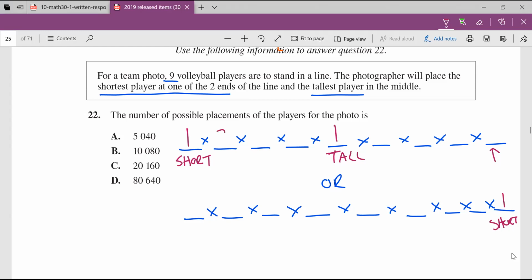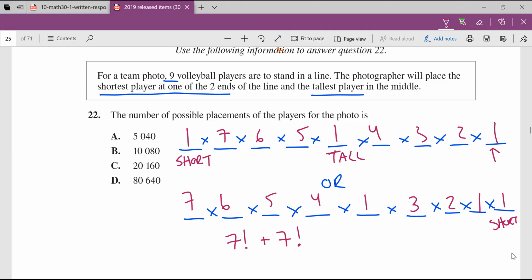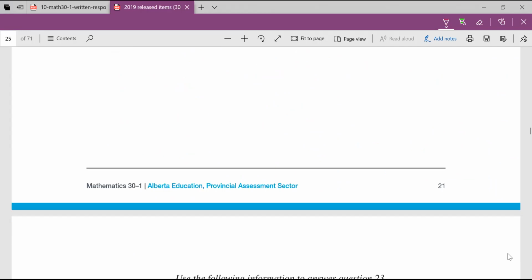Well, there was 9 people. We've taken away 2. And as I said the word 2, I wrote 2. I was silly, right? Okay, 6, 5, 4, 3, 2, 1. And down here, the tallest person again is going to be in the middle. And 7, 6, 5, 4, 3, 2, 1. So what do we really have, friends? Well, we've really got 7 factorial plus 7 factorial. And 7 factorial is 5,040. So 5,040 times 2 is that. So you just had to watch for the idea that there were cases here, that the short person could be in 2 different places.